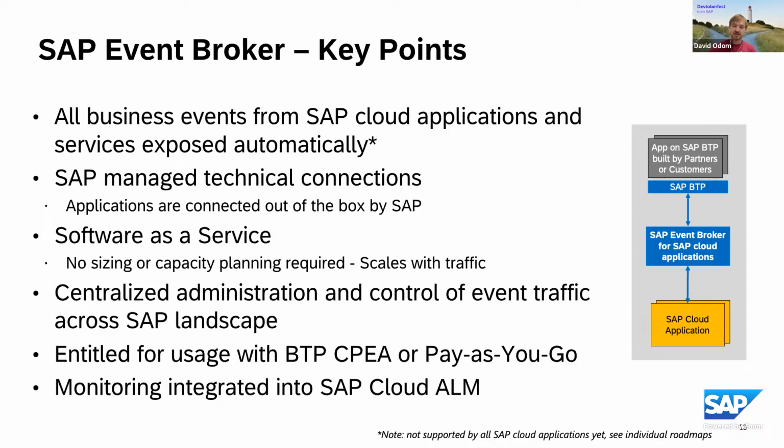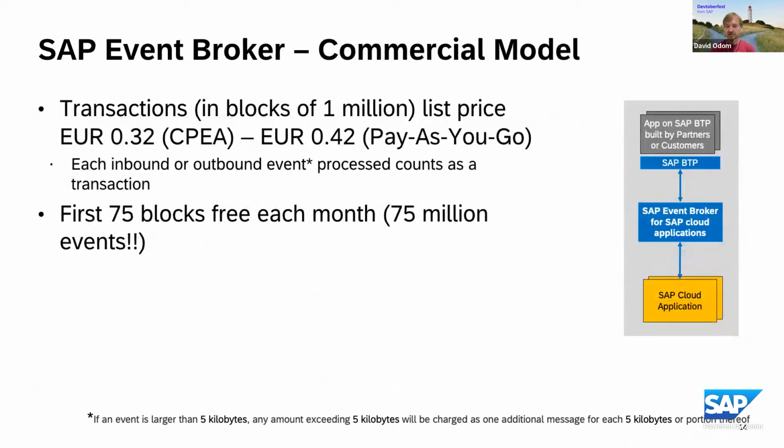So moving on from there, beyond having it available, what is the cost? What is the impact on me here? And we meter in transactions, so in blocks of 1 million transactions. And as you can see, the list price for those blocks is really quite low here. 32 to 42 euro cents, depending on the contract type, for these blocks of 1 million transactions. And each inbound or outbound event processed counts as a transaction with that asterisk there about the event size. And if they're larger events, it counts as multiples.